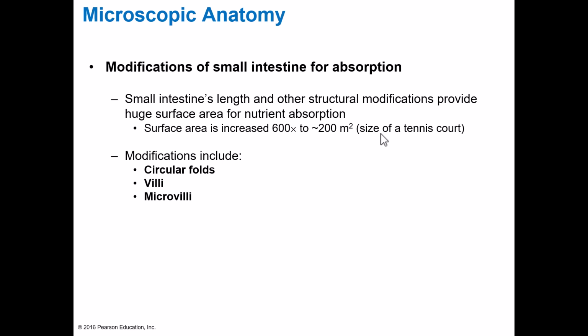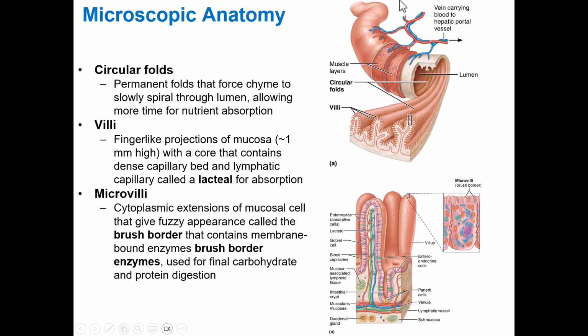So what are these modifications? Circular folds, villi, and microvilli. And we're going to start macroscopically. Circular folds are more macroscopic, microvilli are microscopic. So let's look. Looking at this picture on top, we're starting big. If you were to cut open the small intestine and just look at it with the naked eye, you would see folds in that mucosal lining, big folds, kind of like the rugae in a stomach. Those are the circular folds. But let's zoom in on one circular fold.